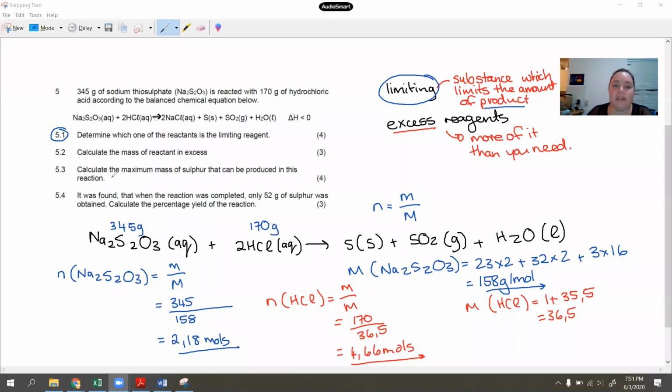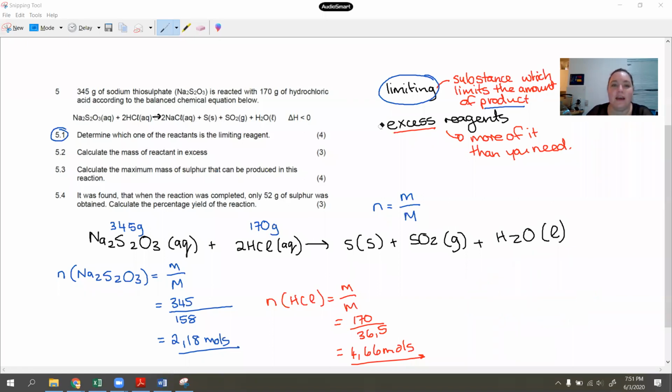Okay, so we need to know which one here is the limiting reagent, which means we need to look at their mole ratios and determine which one we have more of. So I'm actually going to remove my calculations here, since I've used the molar masses and their use has passed, and I'm now going to work on limiting and excess. What I always do, and different schools probably have different approaches, but I think most teachers do the same thing, is that I know that my ratio here, if I look at the formula, is 1 sodium thiosulfate to 2 HCl.